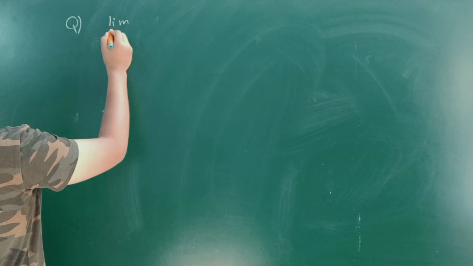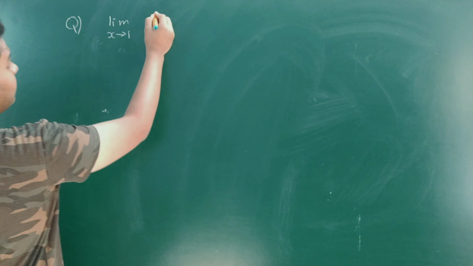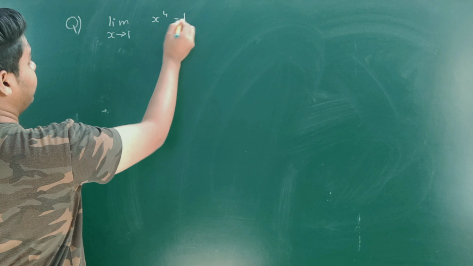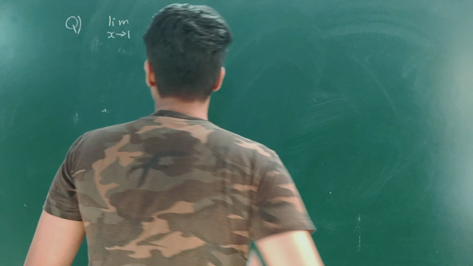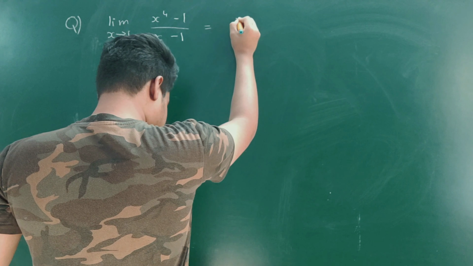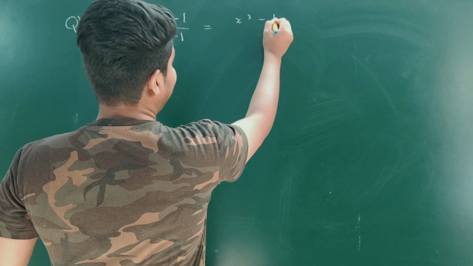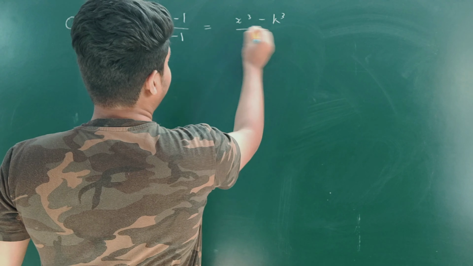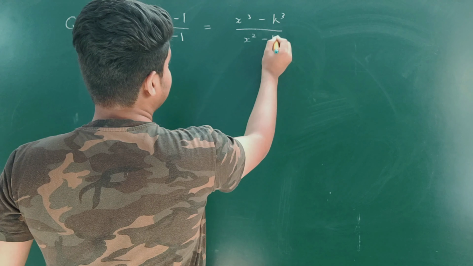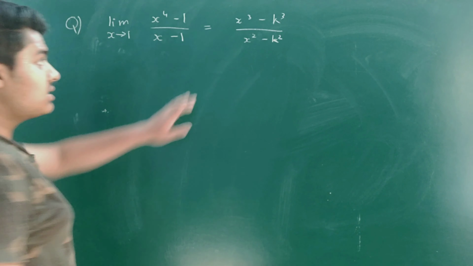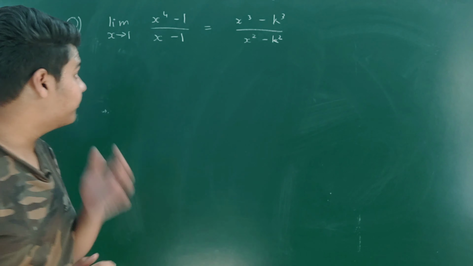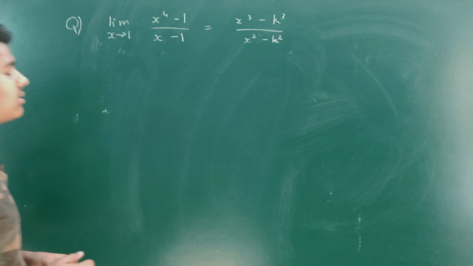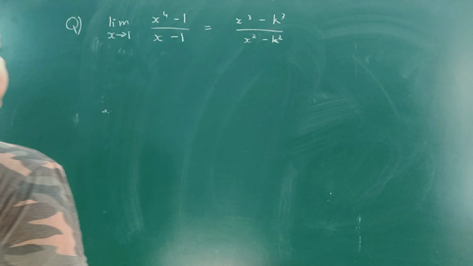The next question is: limit x tends to 1, (x^4 minus 1) upon (x minus 1) equals (x^3 minus k^3) divided by (x^2 minus k^2). This is our equation that we have been given, and they are asking us to find out the value of k.